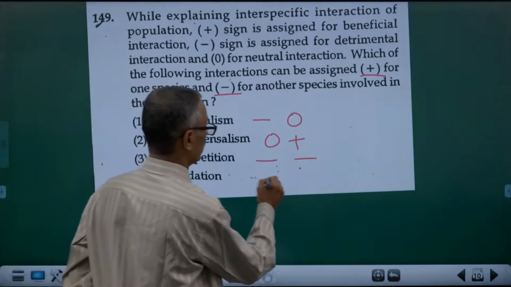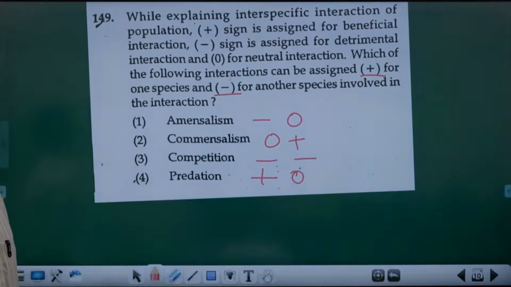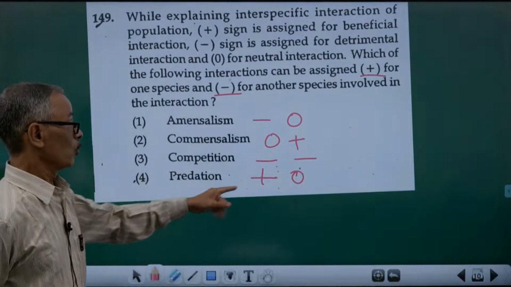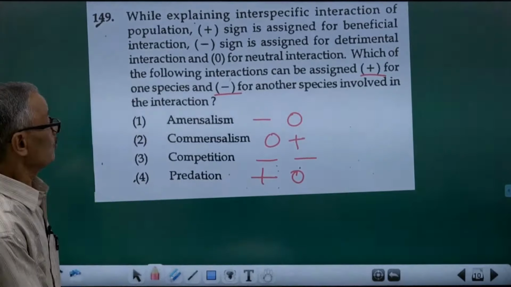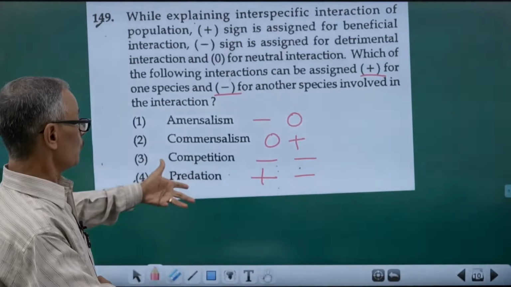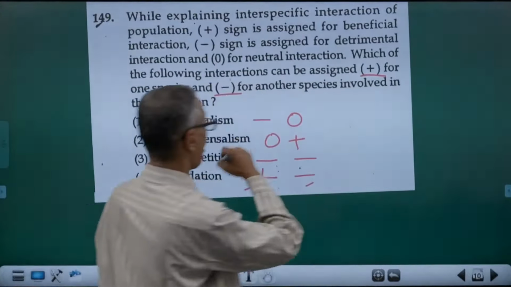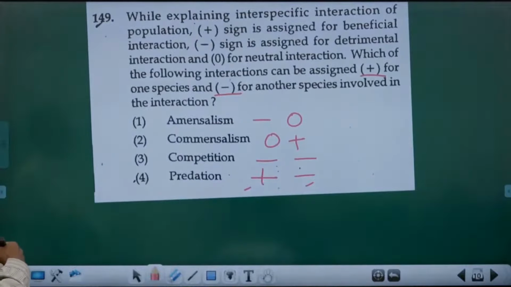In predation, the prey-predator relationship, it is the prey who is negatively affected, and the predator is getting its food. So, one is getting the benefit, the other is getting harm. Okay, so that is the correct option.